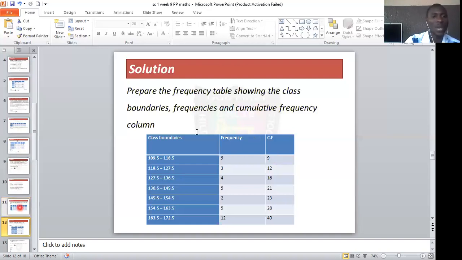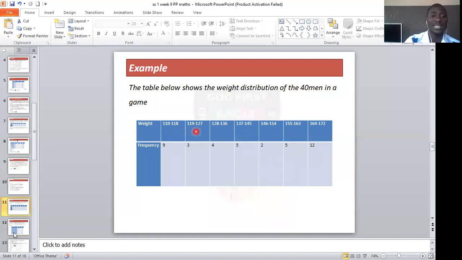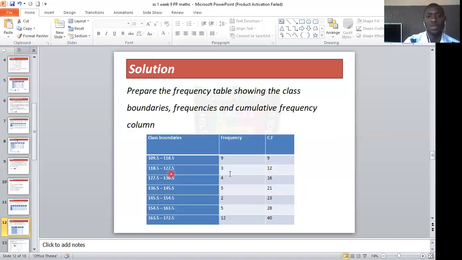Now the next class interval is 119 to 127, which makes your class boundary 118.5 to 127.5, and the frequency is 3. The next cumulative frequency will be 9 plus 3, which gives 12. For the third class, 12 plus 4 gives 16. For the fourth class, 16 plus 5 gives 21.